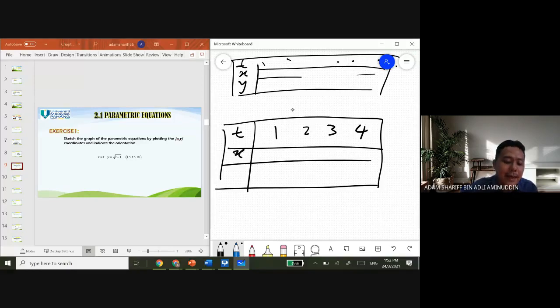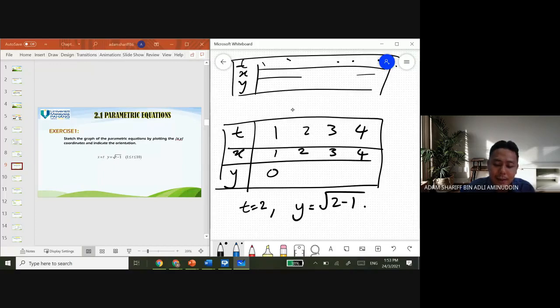And we have x and we have y. Okay, x equals to t, then I can complete this one. And how about for the y? It's a square root of t minus 1. So square root of 1 minus 1, kosong. Gantilah dalamnya. When buat satu-satu, t equals to 2. When t equals to 2, then y equals to square root 2 minus 1. Dapatlah square root 1.